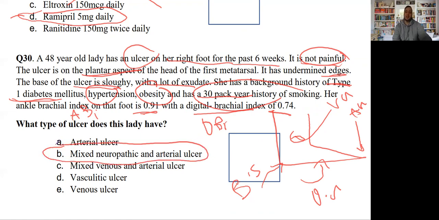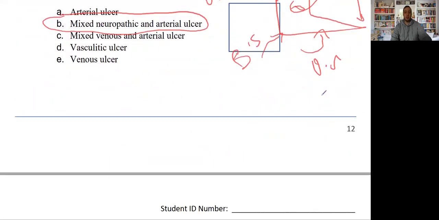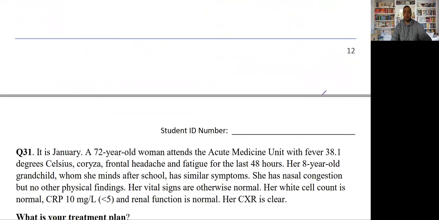Answer number one, arterial alone, I think this is wrong. Mixed venous and arterial, I think it's wrong. There is a neuropathic component to this ulcer. Vasculitic ulcer is unlikely here. Venous ulcer is unlikely because the site of a venous ulcer is usually at the medial malleolus. A vasculitic ulcer usually appears on the shin of the leg.